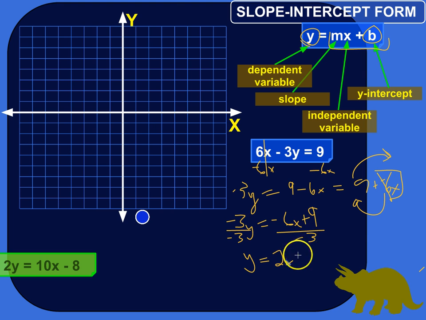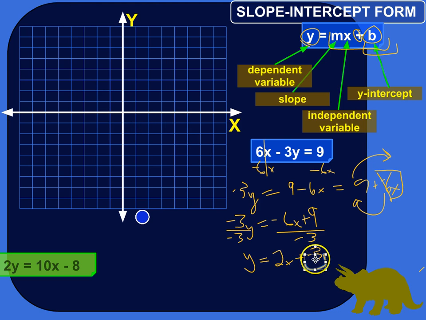Plus 9 divided by negative 3 is negative 3. And I'm going to leave that as plus negative 3 instead of just 2x minus 3, because this is the slope-intercept form, mx plus b, so I wanted to say plus something. Now I know that b in this case is negative 3. So this is the y-intercept. That's where the line crosses the y-axis.